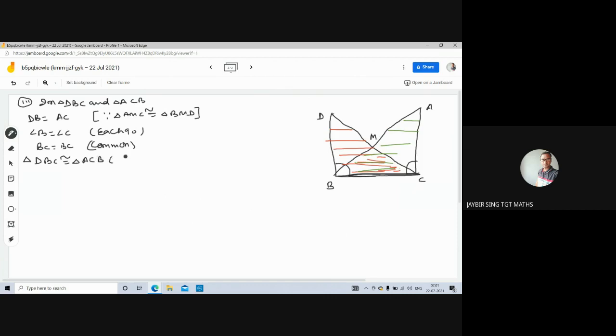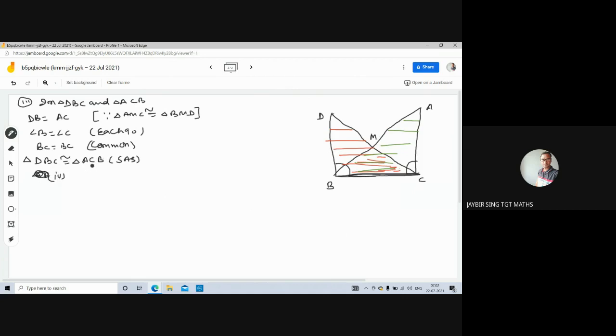So triangle DBC is congruent to triangle ACB. This is by which congruence? SAS. So these are congruent now. Now CM is equal to half AB. Fourth part. CM is equal to half AB.